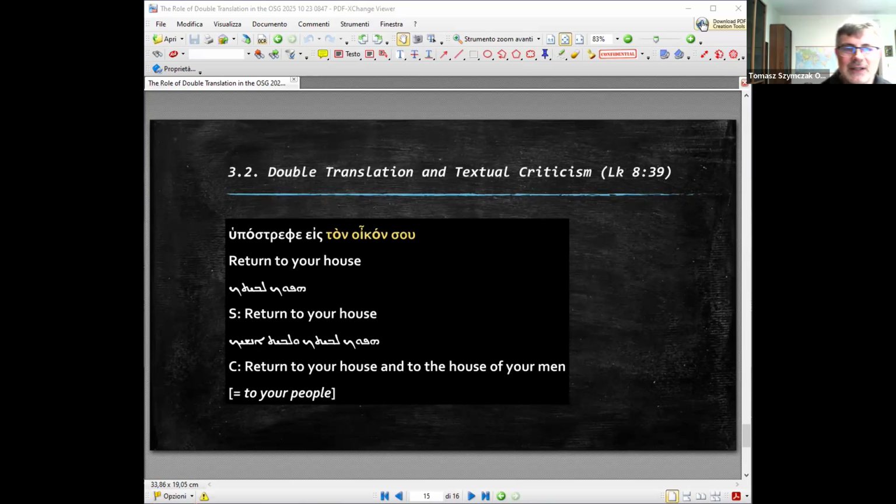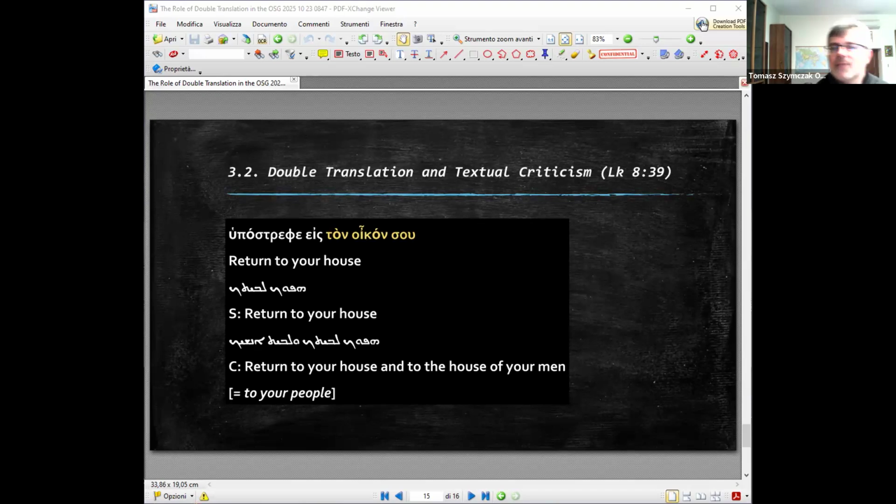As we see, the version in the Curetonianus does not wish to leave us with only one option and offers a double translation: return to your building, to your house, and to your family, to the house of your men. Of course, one might be tempted to link this with Mark 5:19 and to hypothesize the existence of a manuscript containing a reading similar to what we find there, because in Mark 5:19 we have hypostrephe eis ton oikon sou pros tous sous, so return to your house and to your people. However, in this case, the Syriac doublet shows non-dependence on a different Vorlage. Rather, it demonstrates the translator's conscious effort to preserve both the literal and figurative meanings of the same Greek word.